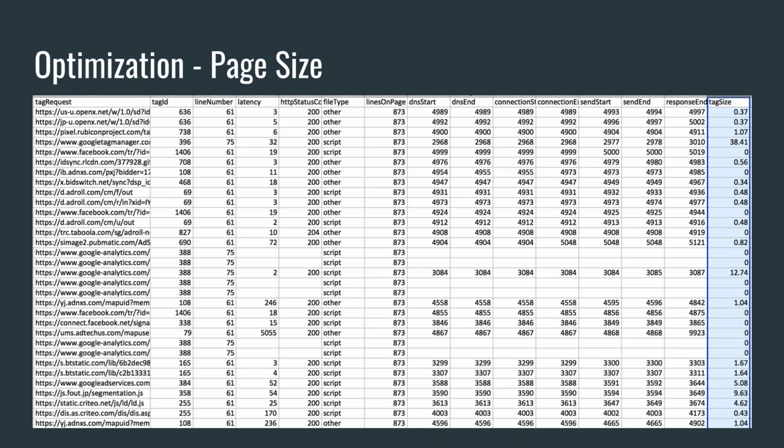Tag size. This is just a look at an export from one of those tag inspector scans where you can see the requests in there on the far right side. You can see the actual tag size of each of these different requests. So how many kilobytes is each request and what type of resources is necessary. So this is how you would go about collecting that information.